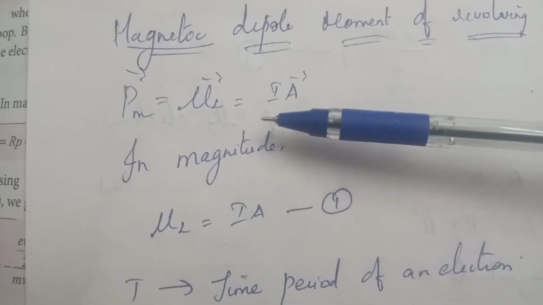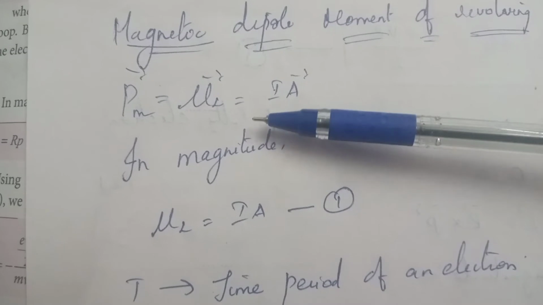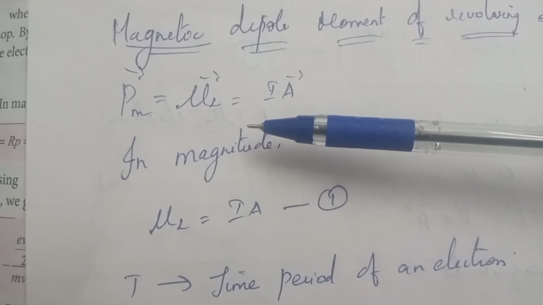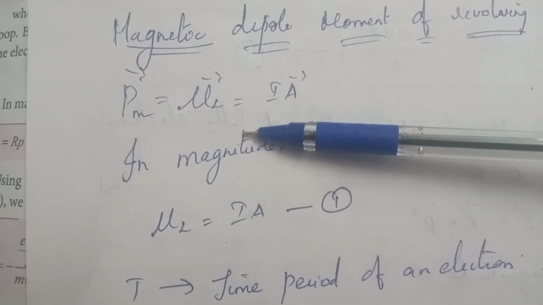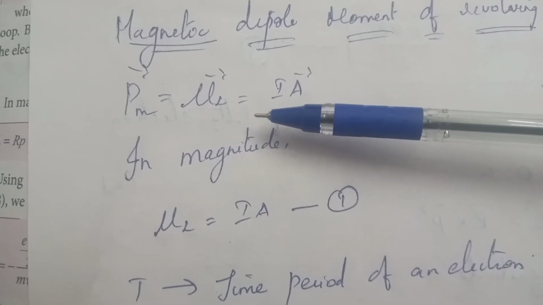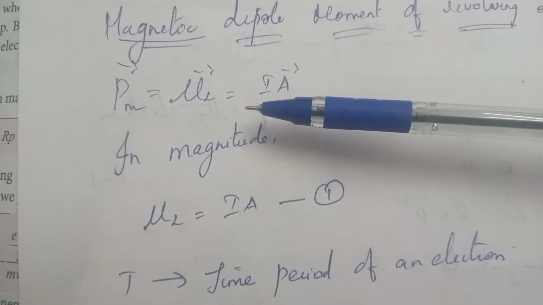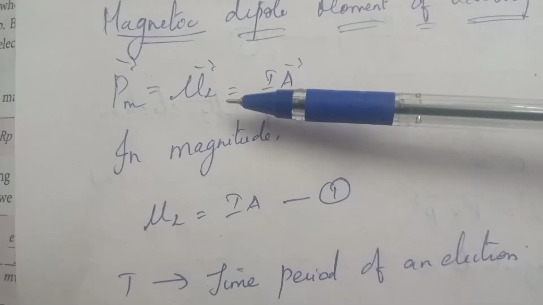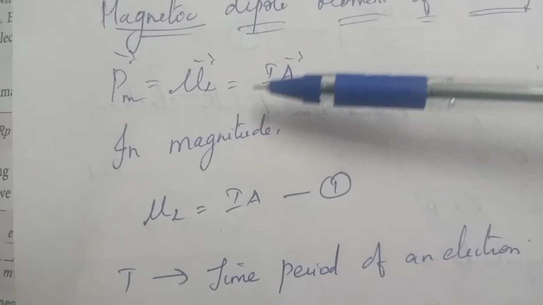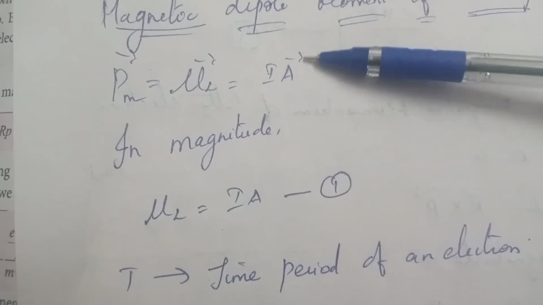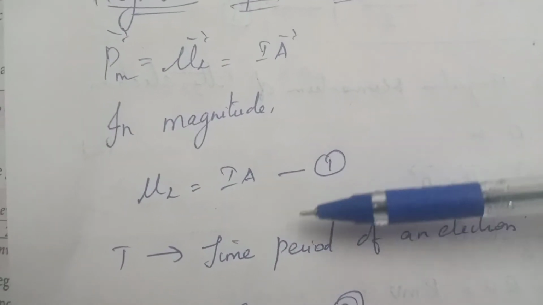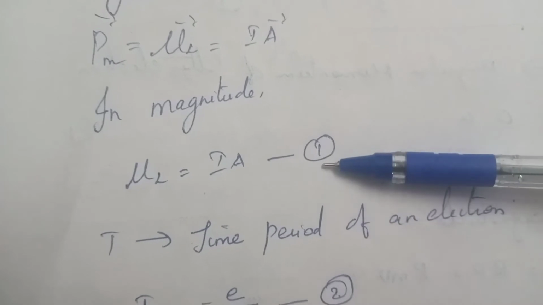But here one new term is involved, that is mu L. The magnetic dipole moment due to the current carrying loop is also taken as the mu L value, because we already have the orbital angular momentum. That's why we introduce the new term mu L instead of Pm. So mu L is equal to I a vector. In magnitude, remove the vector form and write only the magnitude. So mu L is equal to I A, that is equation number 1.